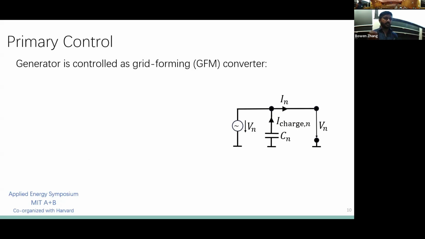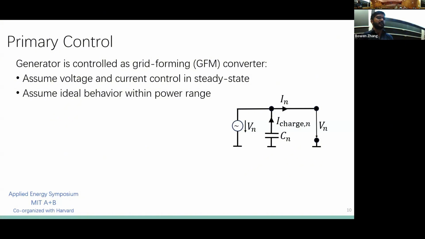And then we also need to add in the effects of primary control. So primary control is the fastest timescale control that is directly done at the inverter level. So most inverters that we see today are grid following, which essentially means that they just absorb or inject power based on the grid voltage or frequency, but they can't really influence the grid voltage or frequency, so they can't operate independently. But we have considered grid forming inverters in this work because we believe that they'll be more common in the future because they can actually set the grid voltage and frequency by acting as a voltage source. And we also make some assumptions that the voltage and current control in the inverter are in steady state.